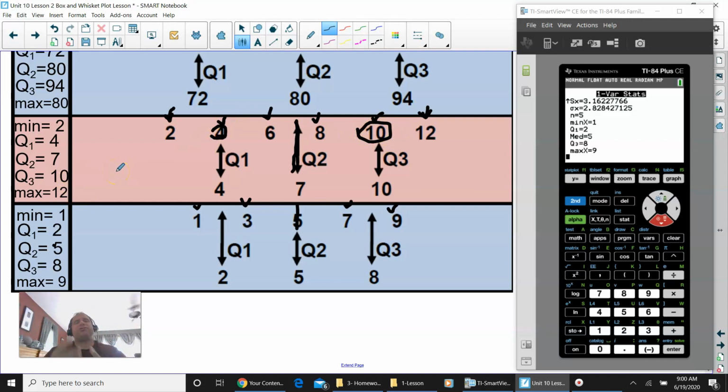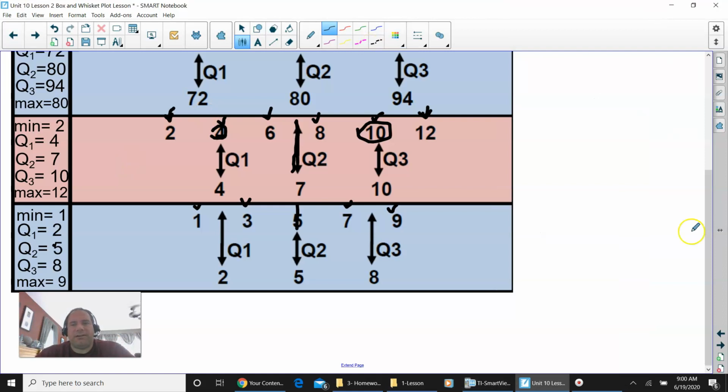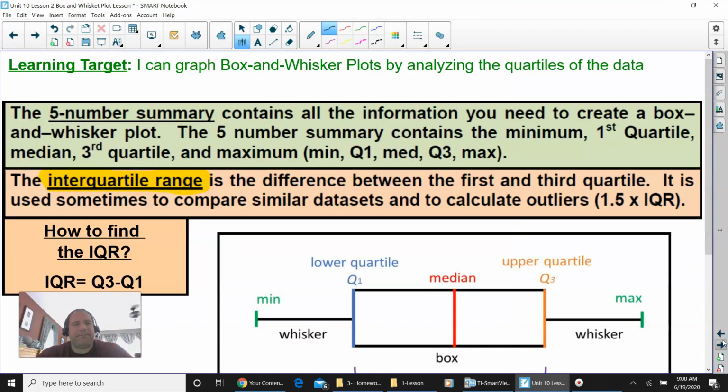So I just wanted to show you by hand, because I tend to use the calculator all the time, but if you ever have to do it by hand, you would have seen it done before.